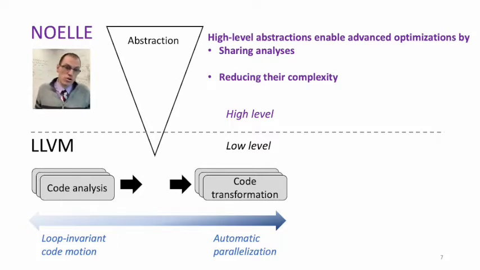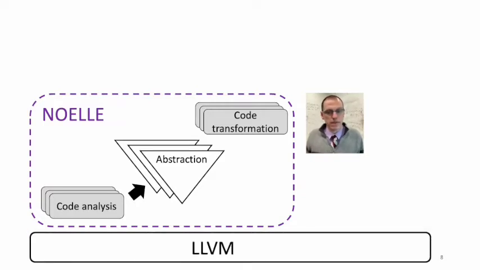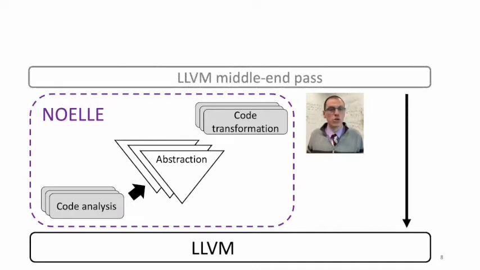NOELLE includes not only abstractions. So let's look at NOELLE's structure so you can see how you can use it. NOELLE includes several code abstractions powered by many domain-independent code analyses. NOELLE builds upon LLVM, and it analyzes and transforms the LLVM IR. NOELLE is designed to augment LLVM without masking it. In other words, an LLVM middle-end pass can use both NOELLE abstractions and APIs as well as LLVM ones at the same time. So the designer can choose when to use NOELLE and benefit from high-level abstractions and when instead to use low-level ones.